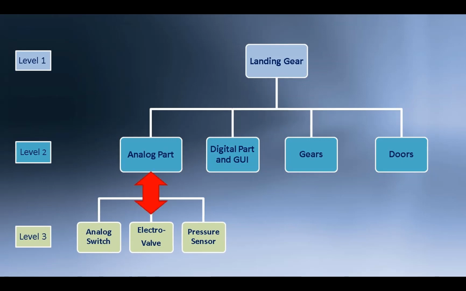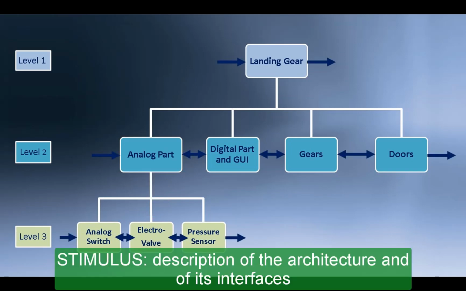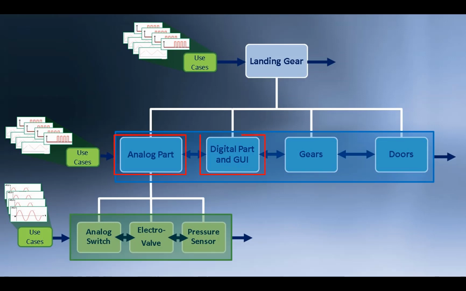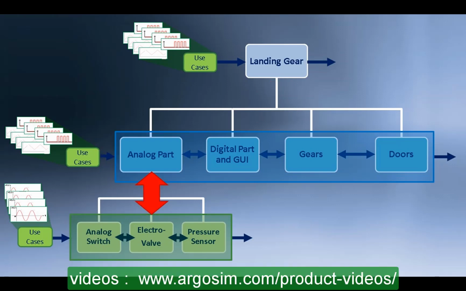You can obviously do the same verification between the component of Level 2, analog part, and Level 3. Thanks to Stimulus, you can describe the architecture of the system and the interfaces between its components, define use cases, scenarios, individually test the specification requirement of each component, and finally, check the consistency of the requirements of each level of the architecture with the higher levels. Try Stimulus.